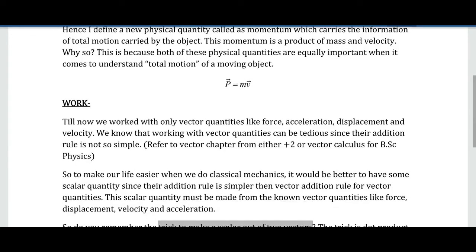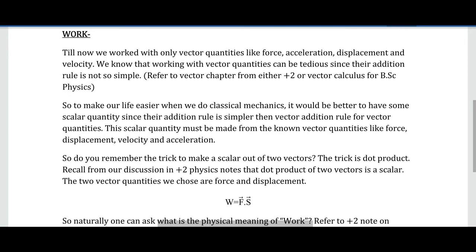Now we move on to work done. This is very interesting stuff. Why is the definition of work done force into displacement? In a better way, I should say force dot displacement. So what is the use of work done? Why does work done make our life simpler? There is a beautiful reason behind this.